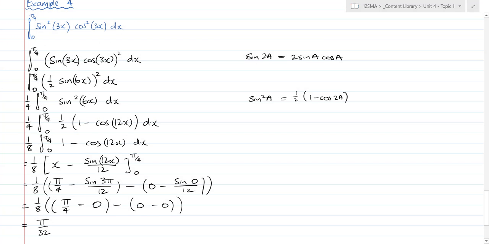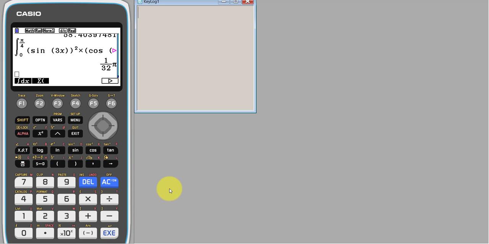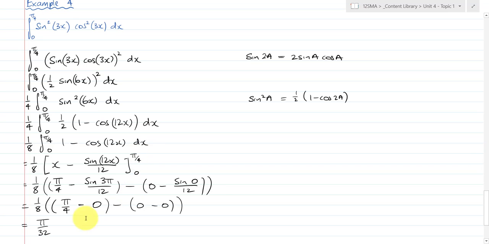So, bracket sine, use the sine button on here, sine 3x, close brackets, squared, times cos 3x, close brackets, squared as well, and then execute that. I get pi on 32, which I'm quite happy with because that is the answer I've got here.